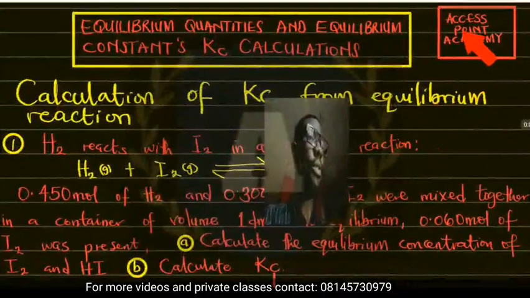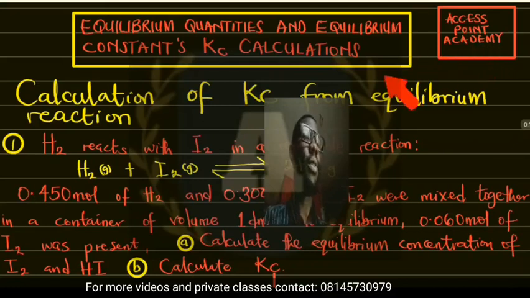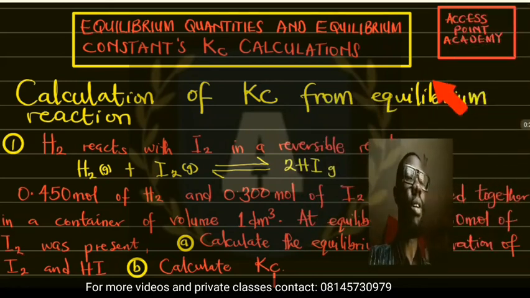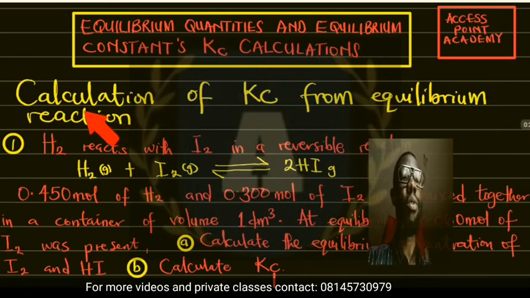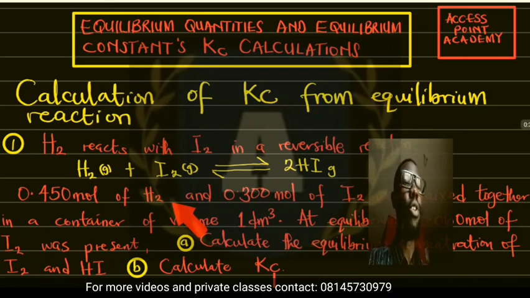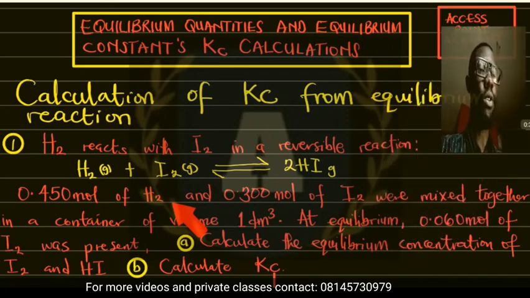Yet again, this is the Access Point Academy video lecture series, and in our video today we want to unravel equilibrium quantities and equilibrium constant calculations. That is calculation that has to do with equilibrium quantities. So we want to learn calculation of the equilibrium constant, that is the symbol for equilibrium constant, Kc, from equilibrium reaction. So we have the first question here.